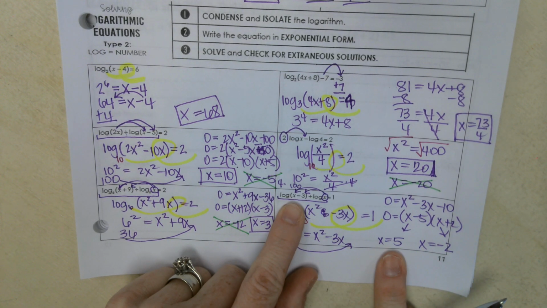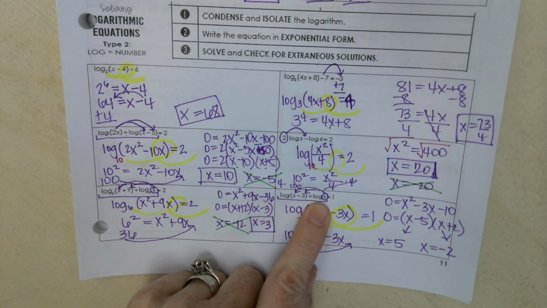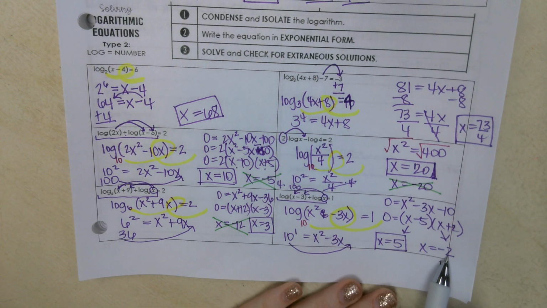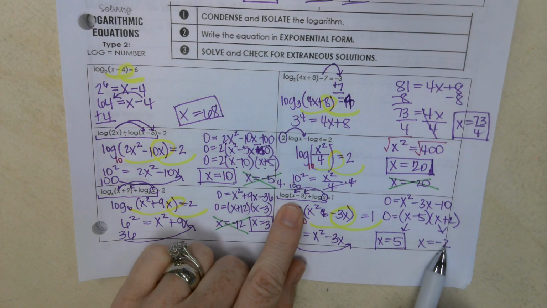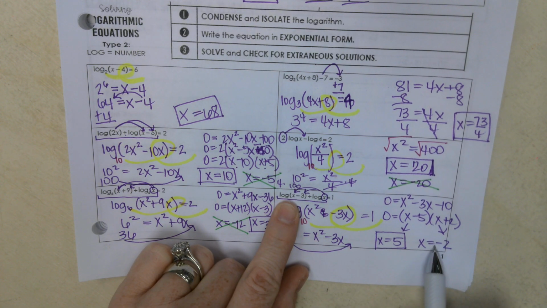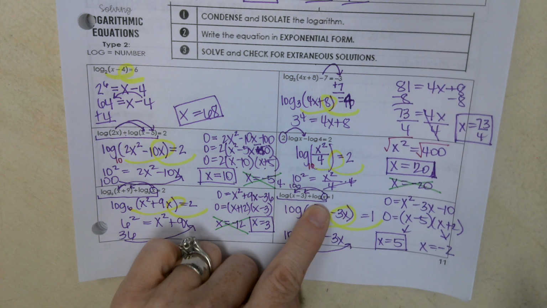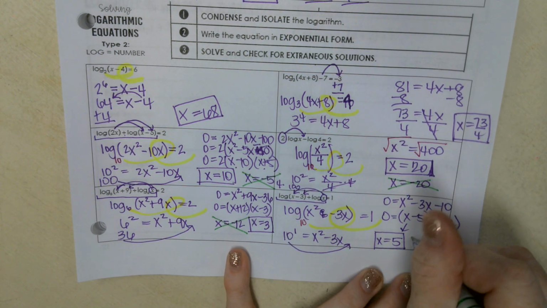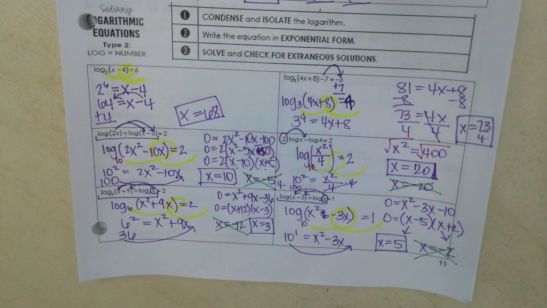5 minus 3 is 2, and I can plug that in right here as well. So 5 is good. And when I take this negative 2 and I try and check it, negative 2 minus 3, that's negative 5. Okay, and you also can't plug that in there. So I'm going to call negative 2 an extraneous solution.